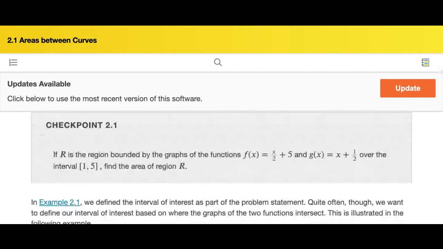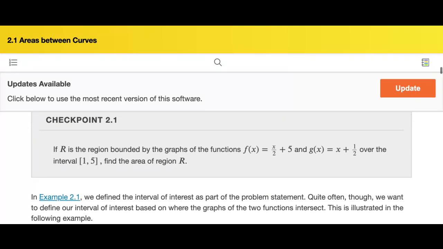Let's see this one. Sometimes the difficulty is that we need to draw the picture, right? We need to draw the graph of the function. That's one of the challenges. So let's see this. If R is the region bounded by the graphs of the function f, a linear function, and g, a linear function, over the interval 1 to 5, find the area. Same exact thing, right? So we need to draw a linear function. So get 2 points, get the x-intercept, get the y-intercept. With 2 points, we can draw the line.